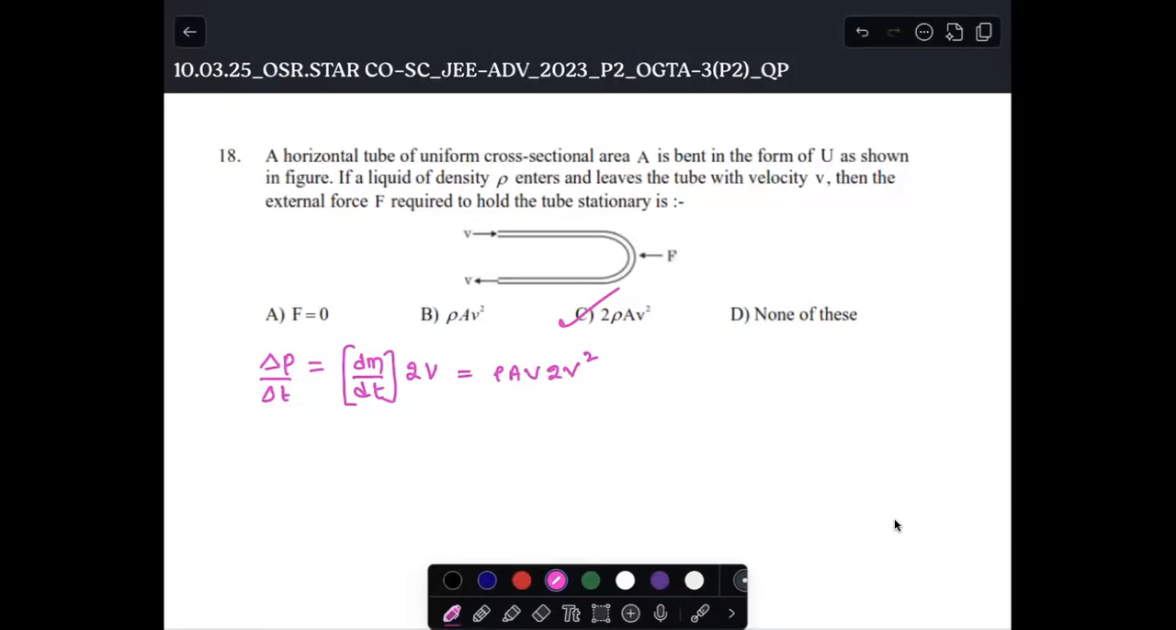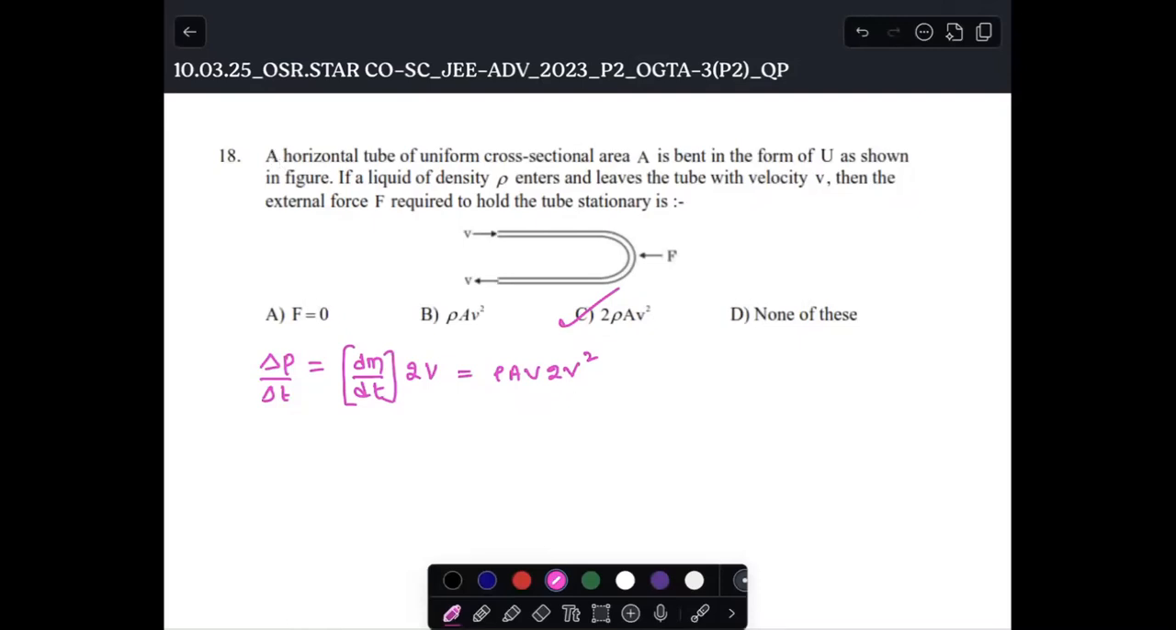A horizontal tube of uniform cross-sectional area A is bent in the form of a U tube shown in the figure. Liquid, you see, there is an entry point, there is an exit point. As a result, there is a thrust. And what he is asking is, what is the force required? My point is very clear in this. What entry and exit, right?